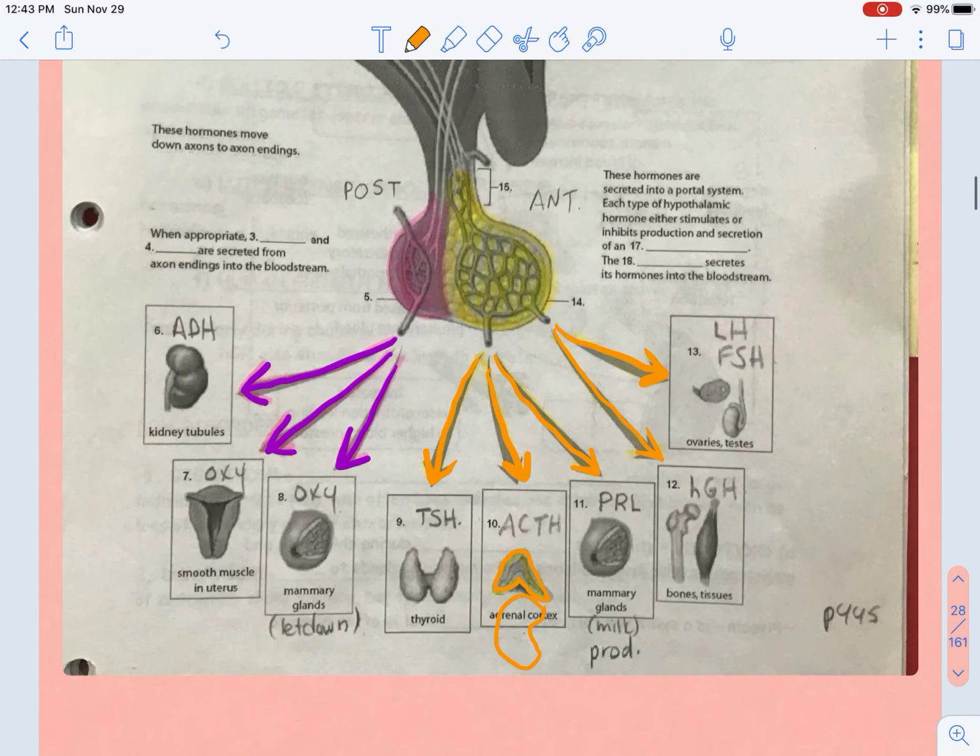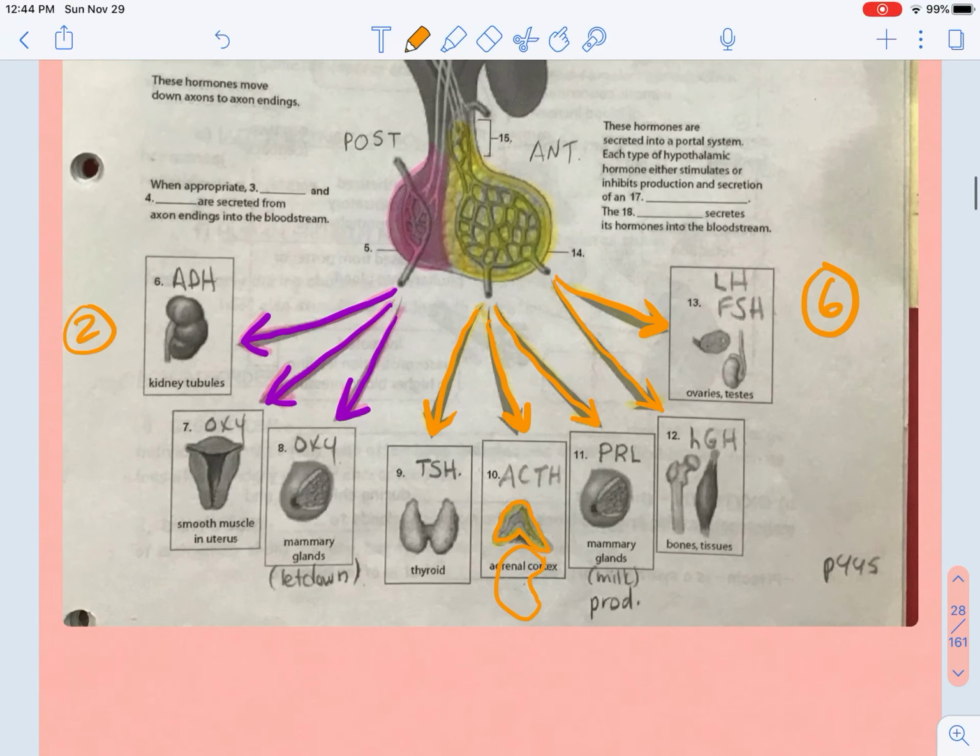You can make sure that you're filling these out, and I mentioned before to make yourself a chart of which two hormones come from the posterior and which 6 hormones come from the anterior pituitary. You should know where they come from. That you will have to know.